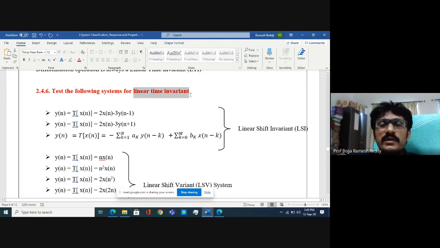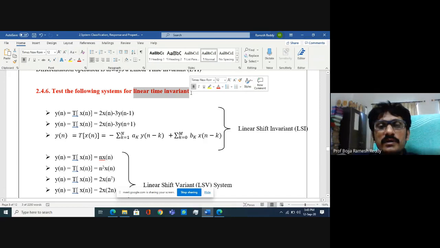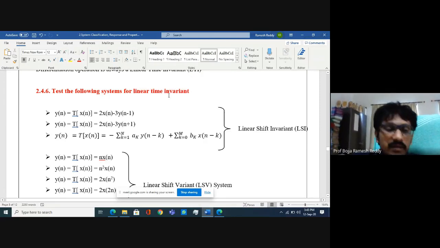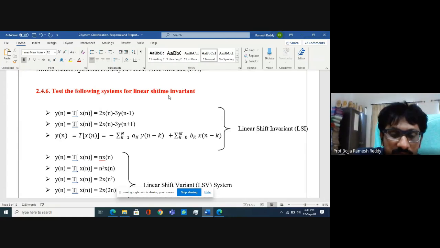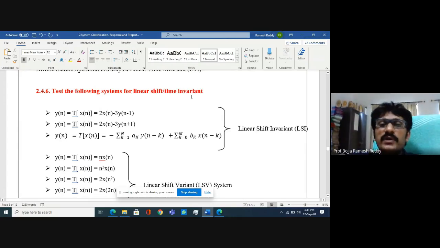Linear time invariant, as already told, is also known as linear shift invariant. Linear time invariant or shift invariant, both are the same. In general, shift is used for discrete systems. Linear time invariant is used for continuous time domain systems. We can use both, no problem.